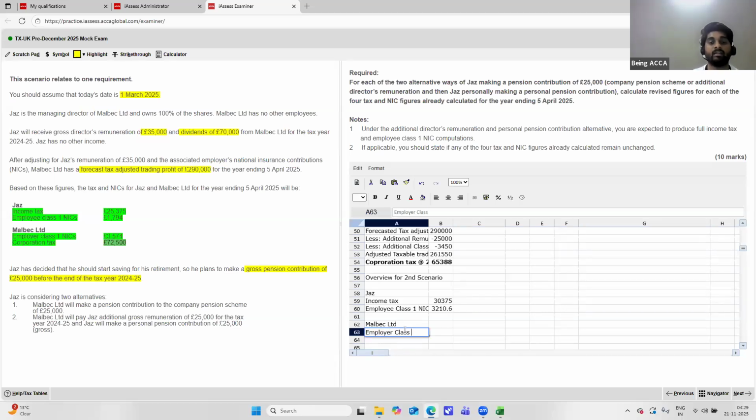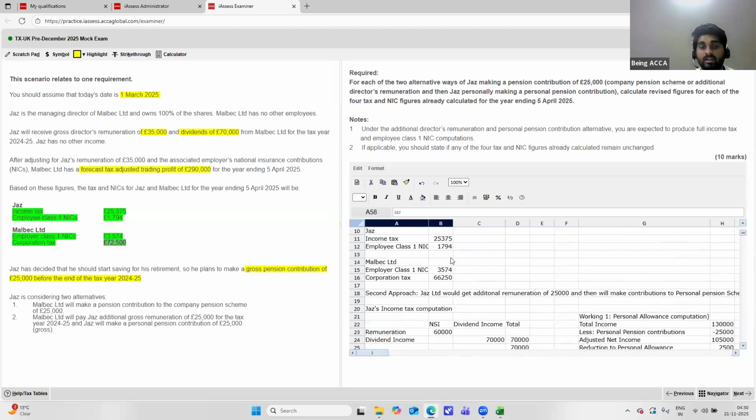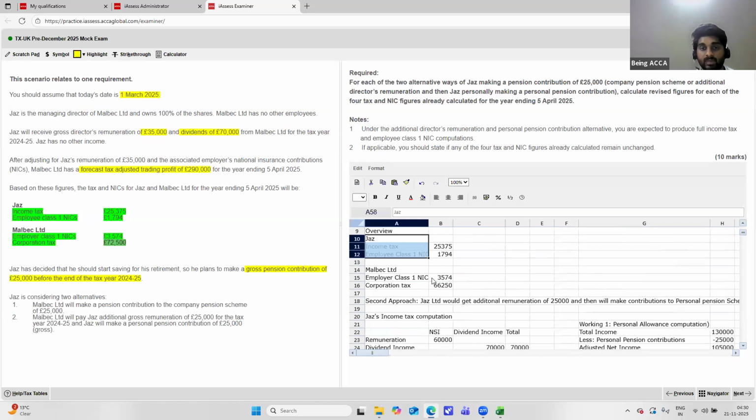Employer class 1 NICs would be equal to 7,024, and corporation tax would be equal to 65,388. And that gives you your total answer. So for the second scenario, this is the overview, and for the first scenario, as you have already seen, this is the overview. If you present the answer in this manner, you will definitely be getting your 10 marks.